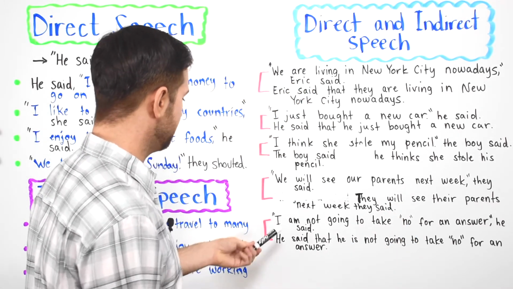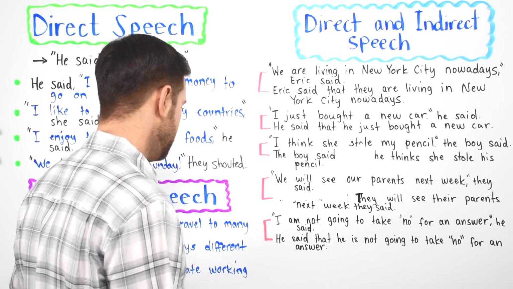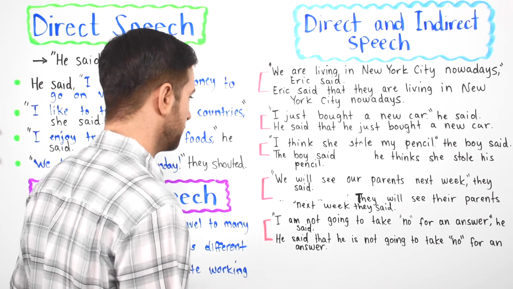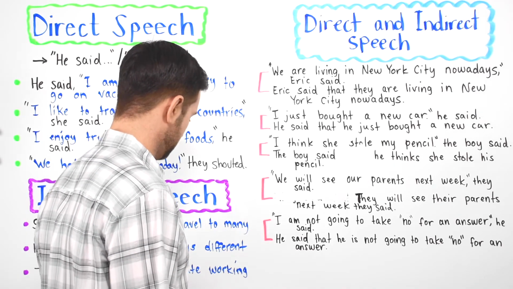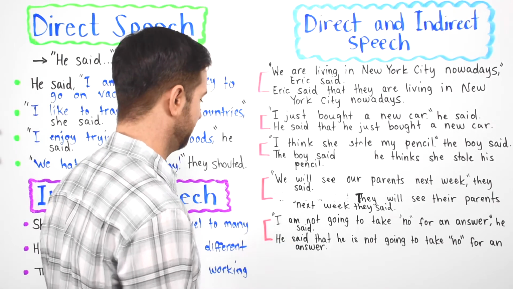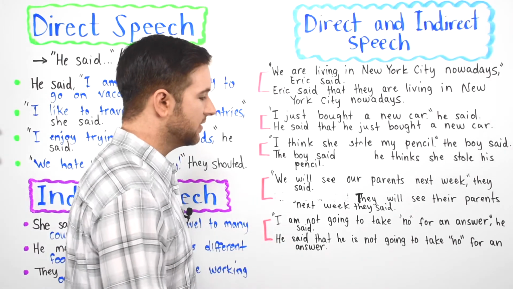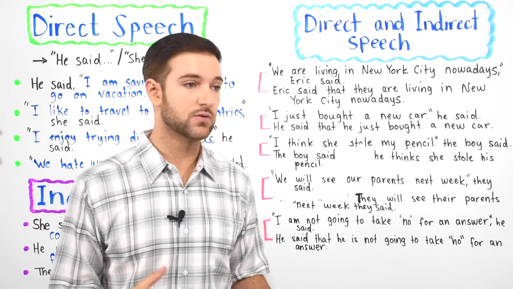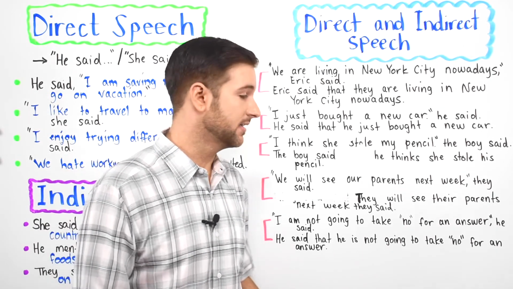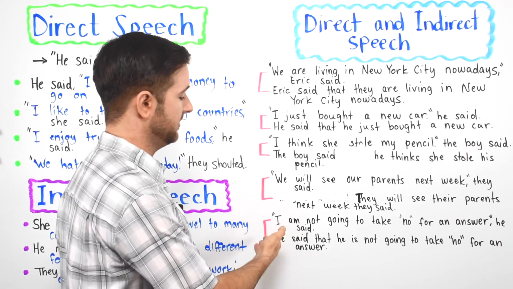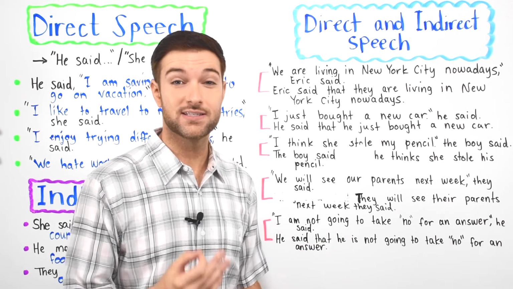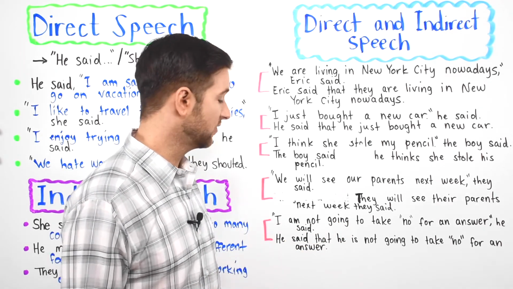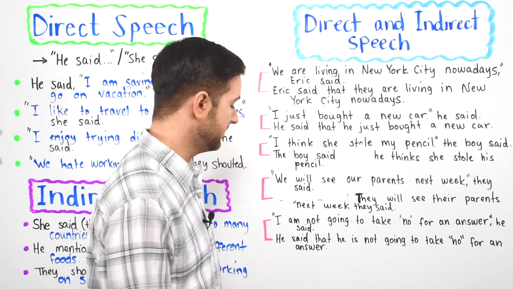And finally, we have this one. I am not going to take no for an answer, he said. It's his direct quote. He said that he is not going to take no for an answer. Reported speech. We're just reporting what somebody said. In this case, this guy. He said, I'm not going to take no for an answer. That's exactly what he said, his exact words. So we're reporting what he said.